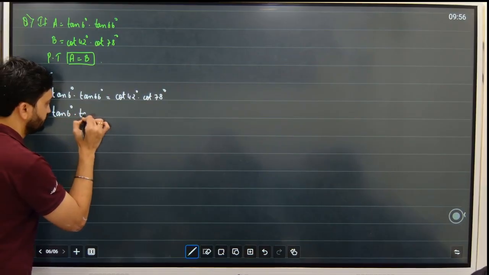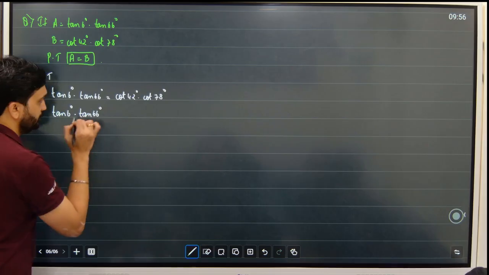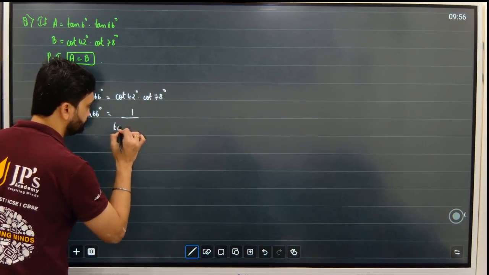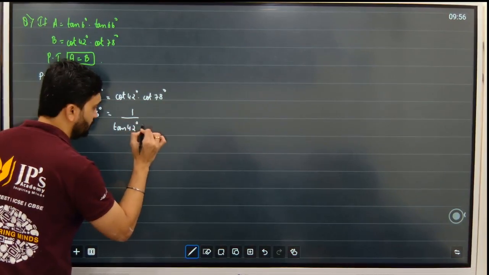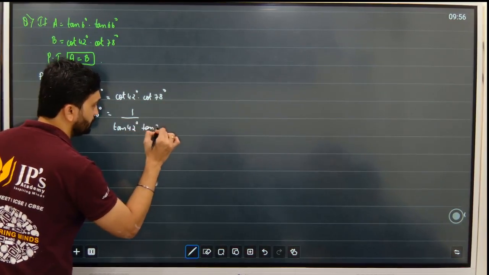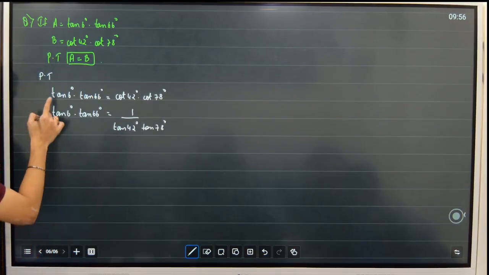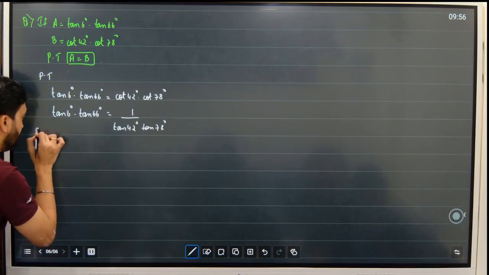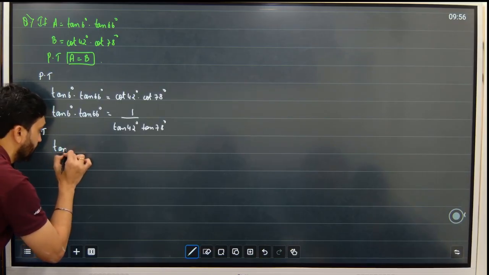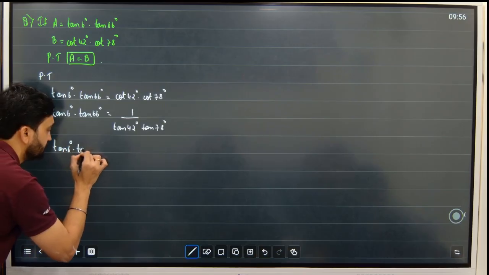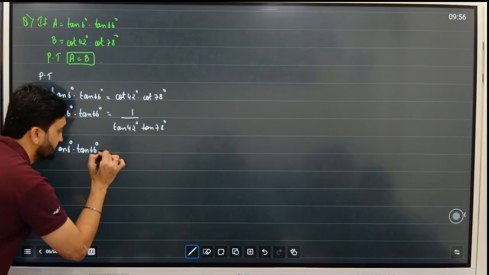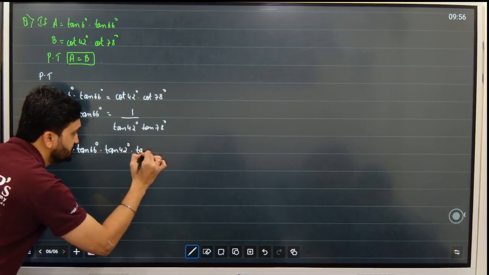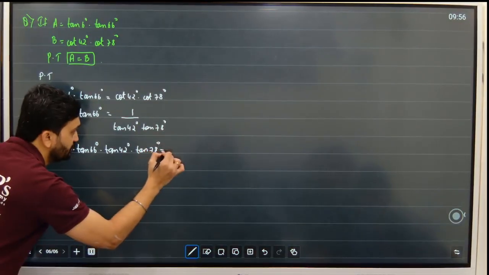Tan 6 degree into tan 66 degree equals 1 upon tan 42 degree tan 70 degree. To prove, I'll take the denominator to the left hand side. It means that I have to prove tan 6 degree times tan 66 degree times tan 42 degree times tan 78 degree is equal to 1.